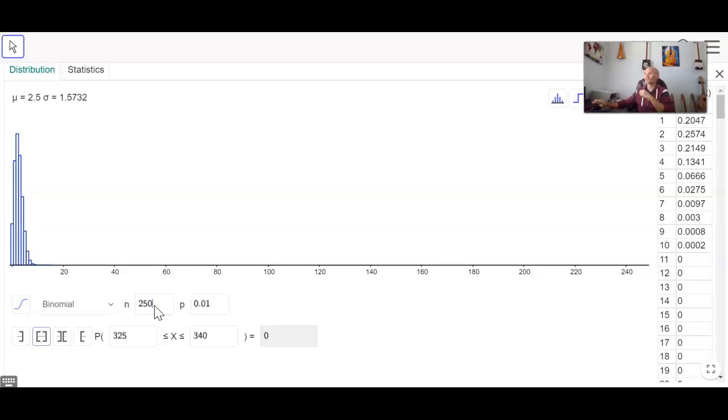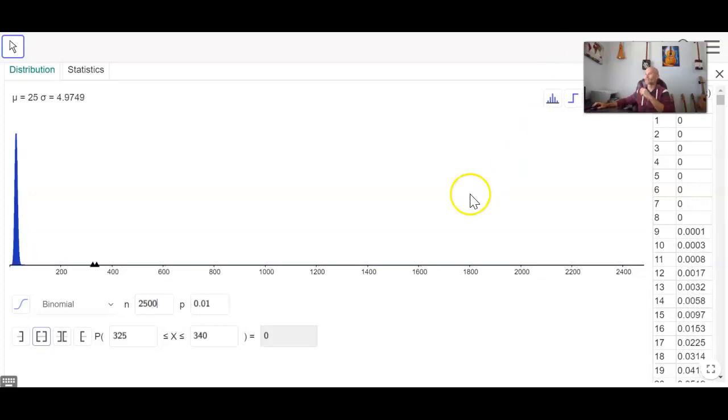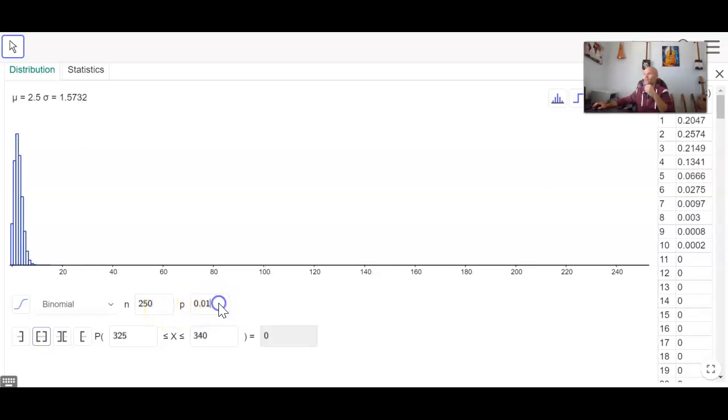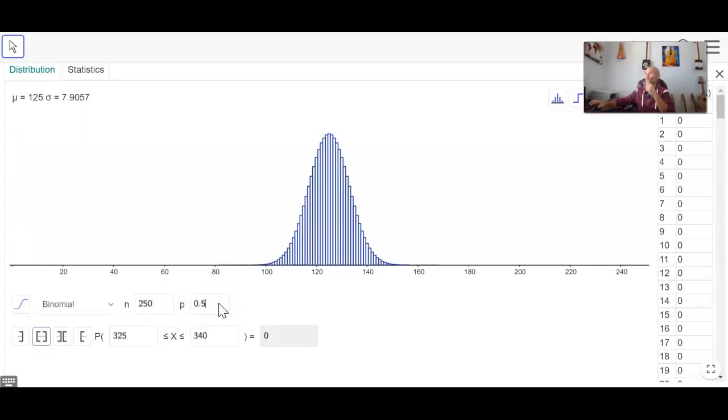maybe this extra 0 in there will take a moment to process. But even there, you can see that it starts to, because there are 2,501 bars, 1 for 0, and then 1 for 1, 2, 3, 4, 5, all the way up to 2,500. You can see that that is pretty symmetric, even though that probability is small. Let's go back to 250 for a second here and make this 0.5. Well, you see we get something that's very, very symmetric and bell-shaped.